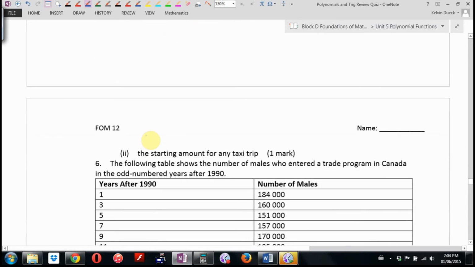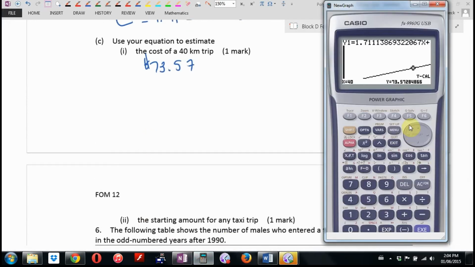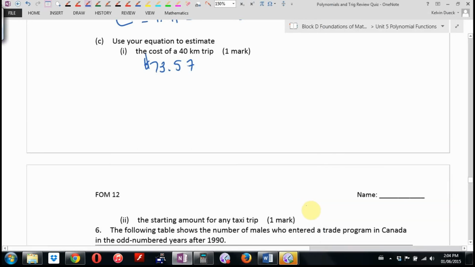The starting amount for any taxi trip, that's on the next page for some reason. Well, the starting amount is going to be G-solve y calculation when x is 0. Looks like you pay $5.13 just to flag the cab down. And if you've taken a taxi cab, none of them start at 0, right? Just for stopping, you're paying a minimum price.